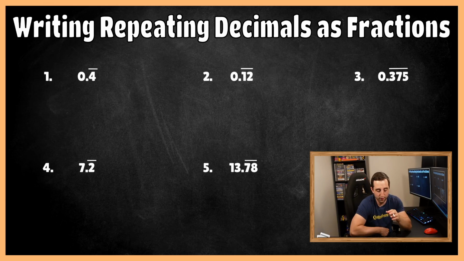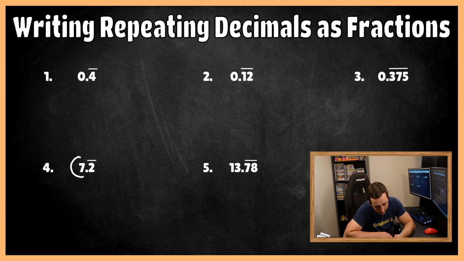Now you're going to notice for number 4, this is the first time we see a number other than 0 in front of the decimal point. This is going to give you a headache if you don't do this step first. All I'm going to do is take this number 7 and completely forget about it for now. You just don't want to forget that it's there. So let's put that 7 up here and come back to it later. And we're going to pretend that this decimal that we're working with is really 0.2 repeating, very similar to the first one.